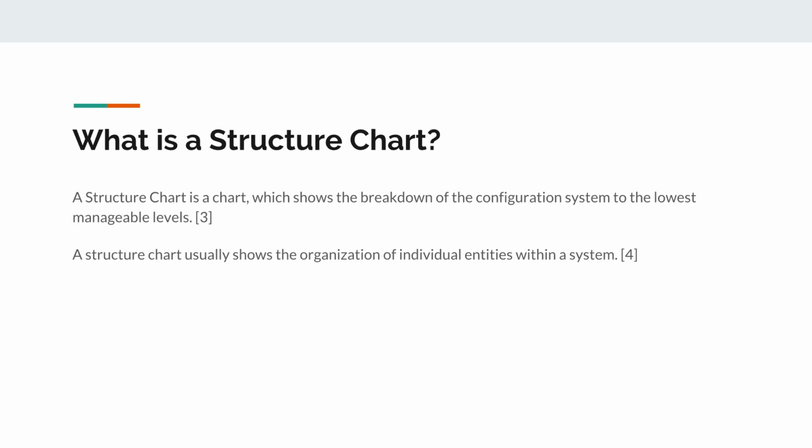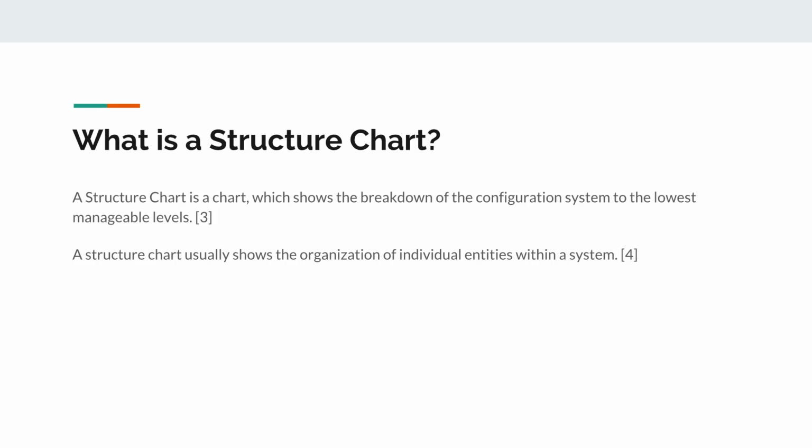A structure chart is a chart which shows the breakdown of the configuration of the system to the lowest manageable levels. They show how variables pass between various modules of a program or system and the hierarchy of those modules. Structure charts are very similar to data flow diagrams. This is largely because structure charts are derived from them. The only difference is that they represent the system in more detail than a data flow diagram.